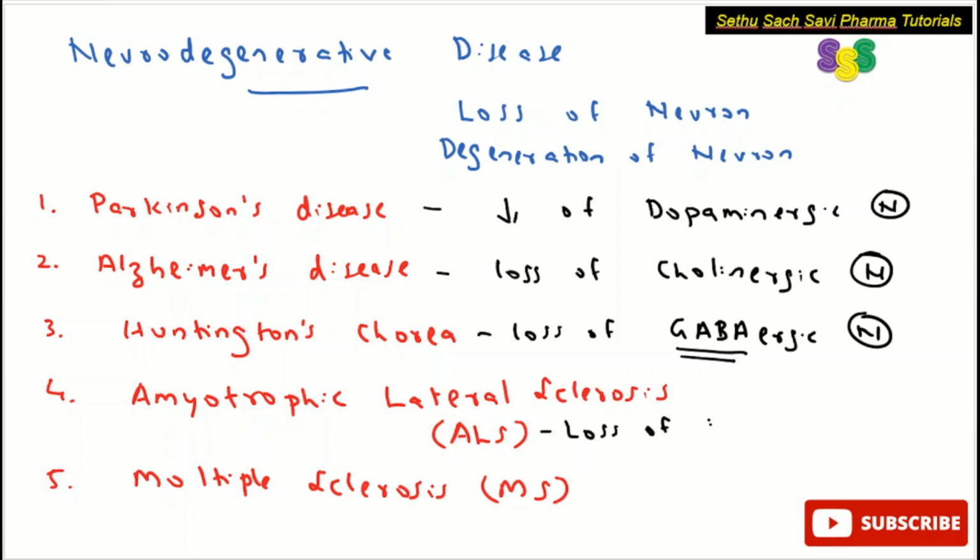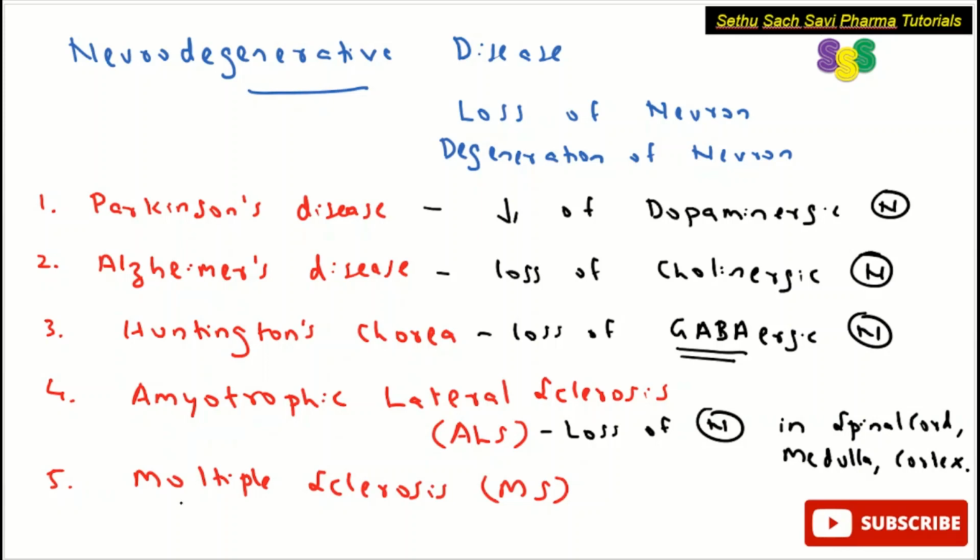There will be loss of neurons in the spinal cord, medulla, and cerebral cortex. So loss of neurons in the spinal cord, medulla, and cortex results in amyotrophic lateral sclerosis, which is a motor neuron disease. ALS is a motor neuron disease characterized by the loss of neurons in the spinal cord, medulla, and cortex.